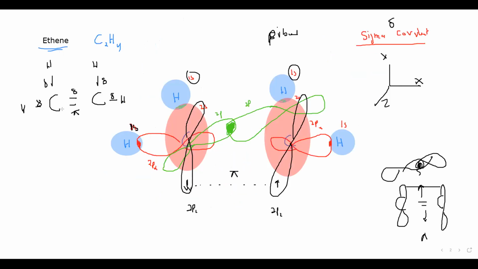So when we draw ethene, for example, hydrogen is there, hydrogen. If I say first for carbon 2s, this is the 2s of one carbon and this is the 2s of the second carbon.